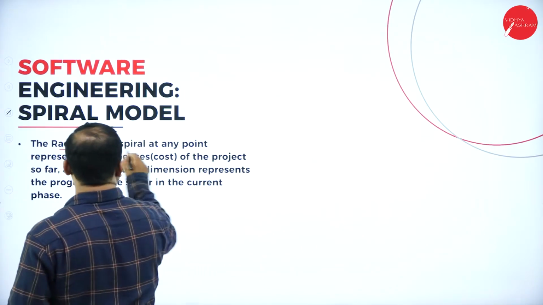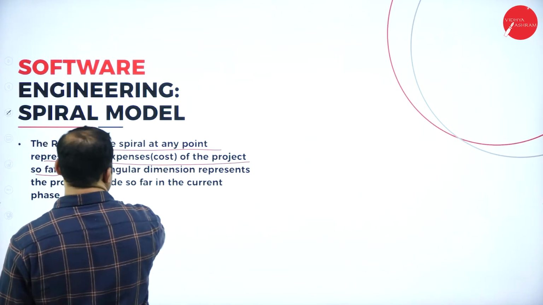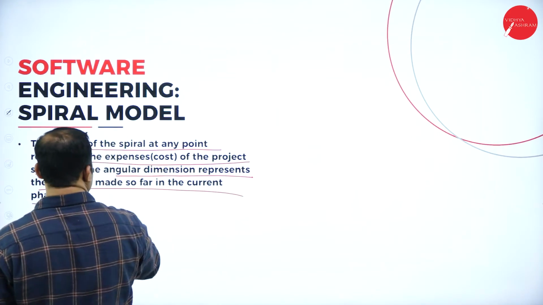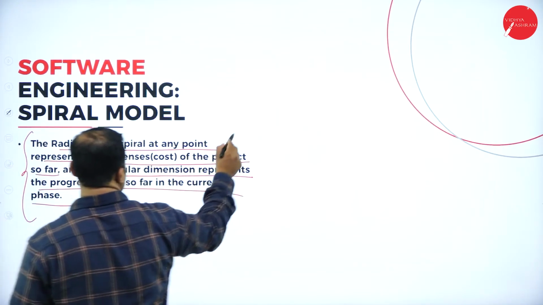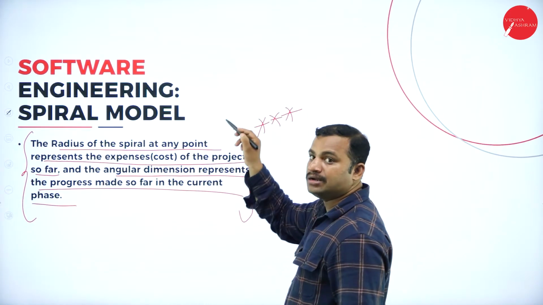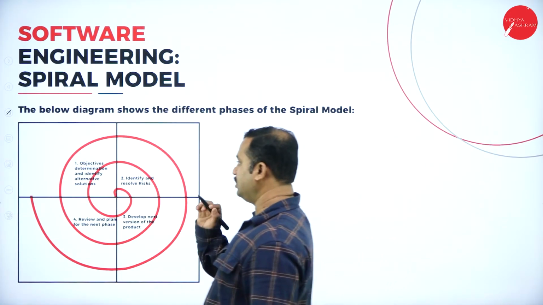The radius of the spiral at any point represents the expenses, costs of the project. The angular dimension represents the progress made so far in the current phase. So this is very, very important in the case of the spiral model. You have to mention that point in it.